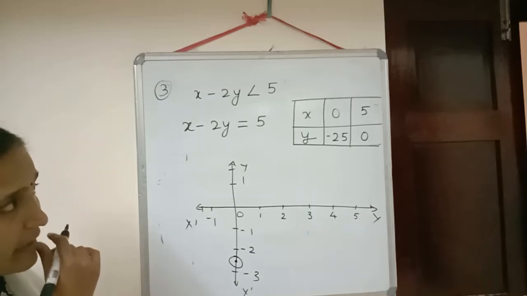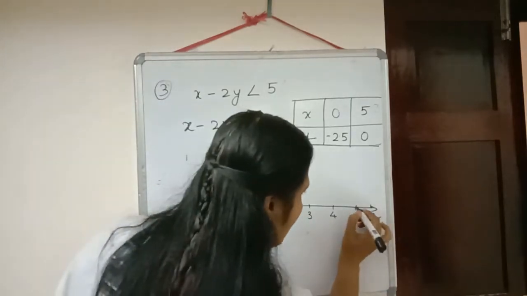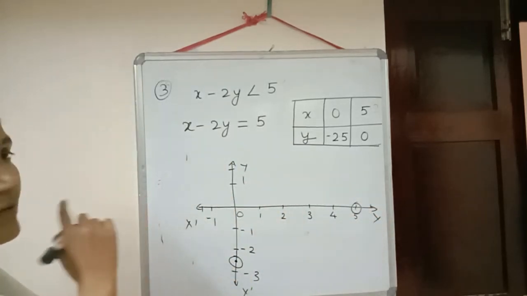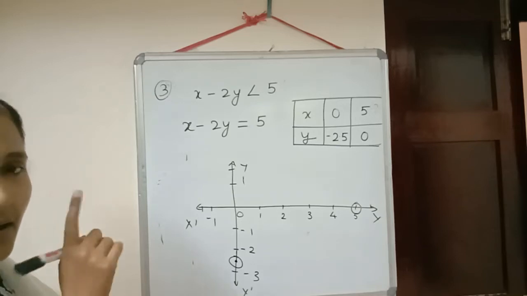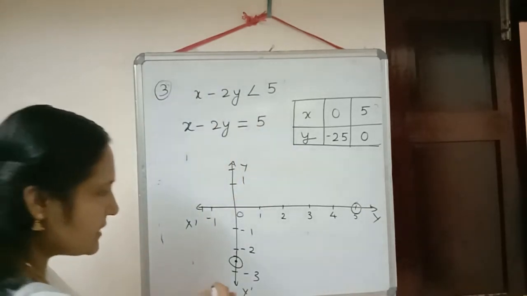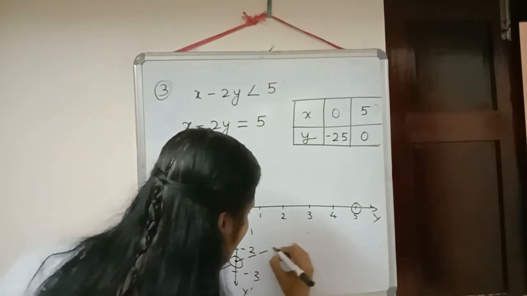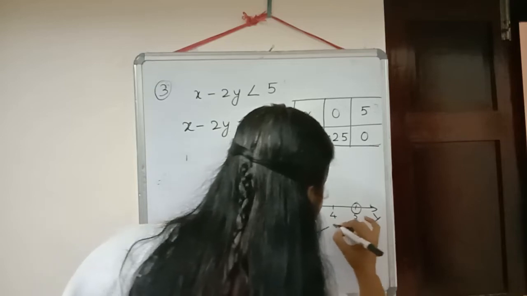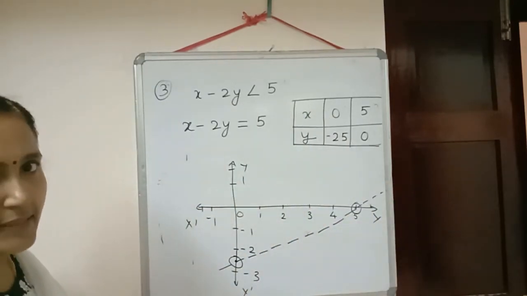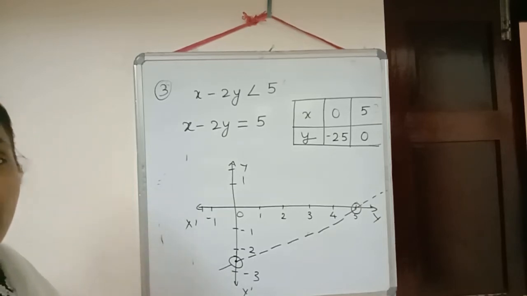And next we have 5 comma 0, so it will be on the x-axis. 5 comma 0. Now what do you have to do? Just check whether it is strict inequality or inequality. Here we have strict inequality. So strict inequality means which line do we have to use? We have to use dotted lines. So just draw a straight line with the help of a scale. In this way use dotted lines. Then till here, okay.